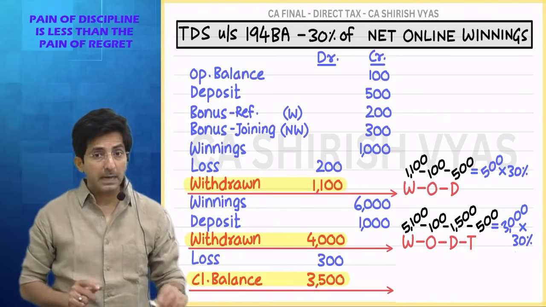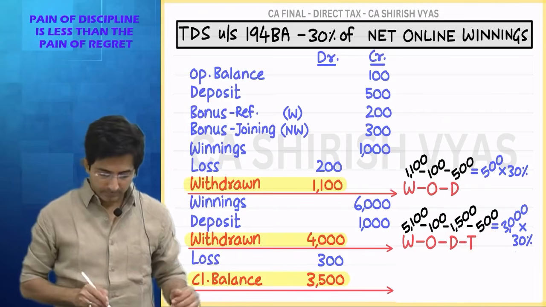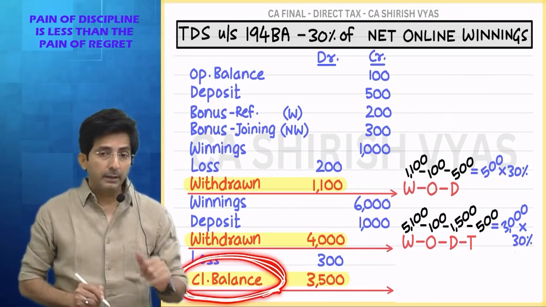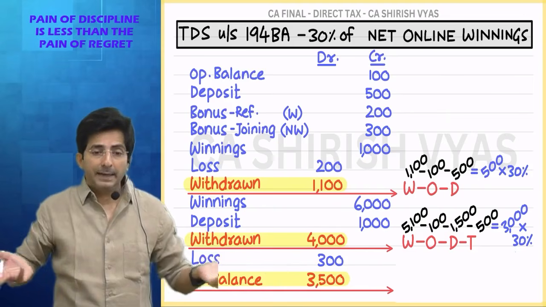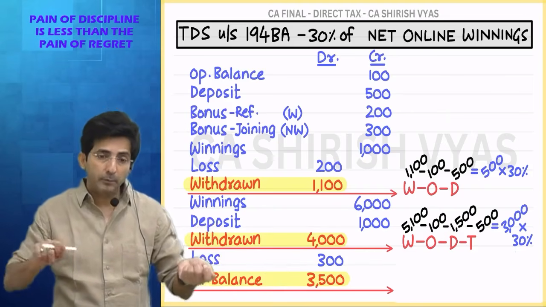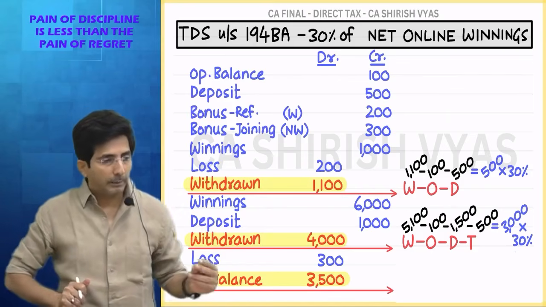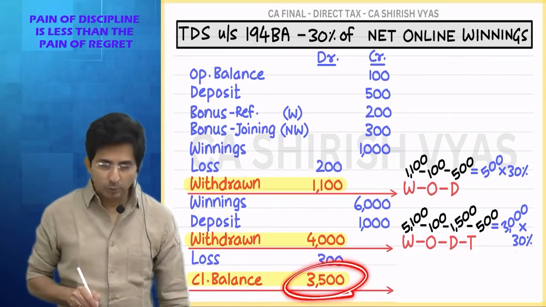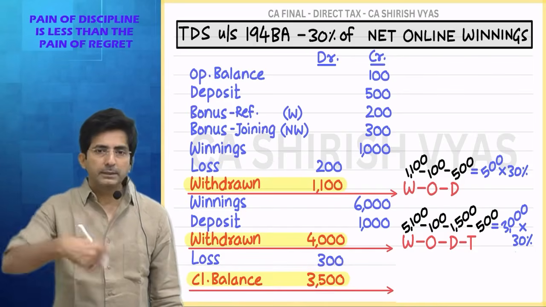Now the next, last point is challenging. The year has ended. When the year ends, even if you have not withdrawn, at the end of the financial year TDS will be triggered. So tell me how TDS will come now. In closing balance, what should you assume? Even this is withdrawn.